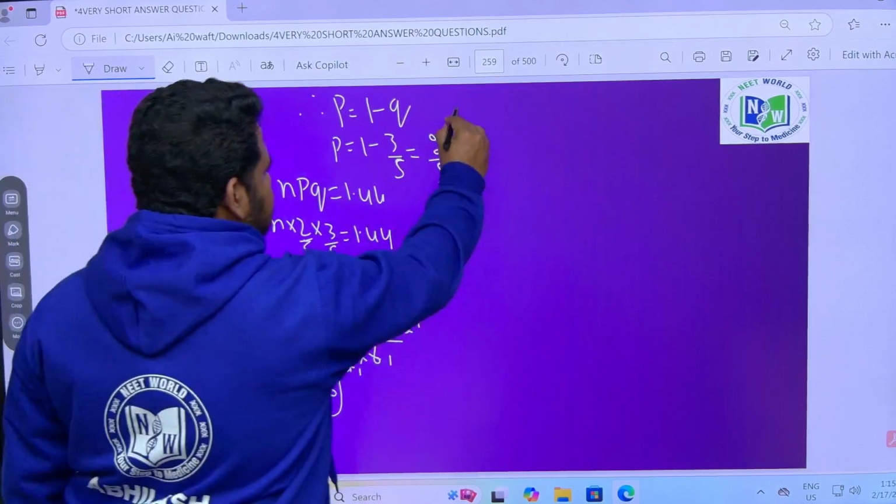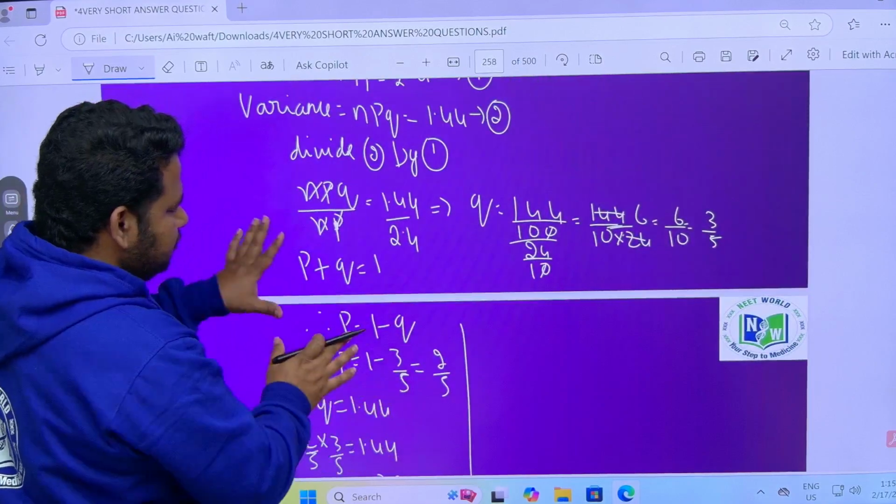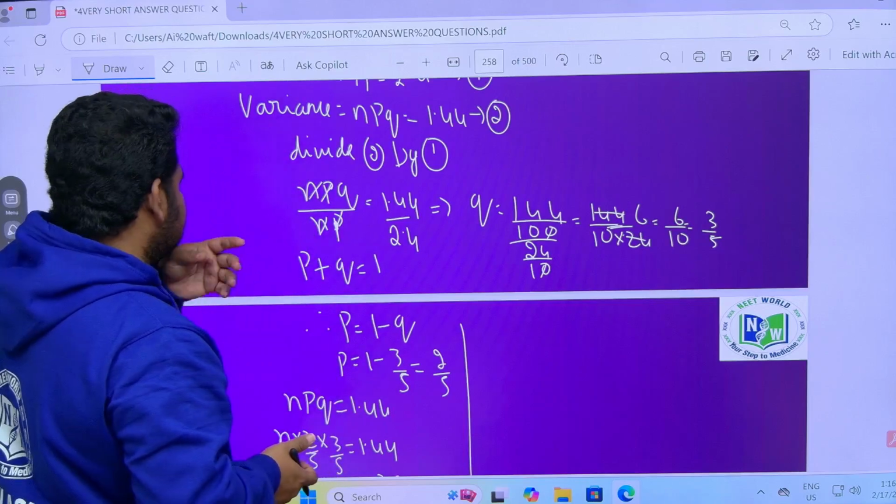Now what are they asking? We got the values of n, p, q. Till now, what did we do? To get the values of n, p, q, we did all the calculation. Now what do we have to do?